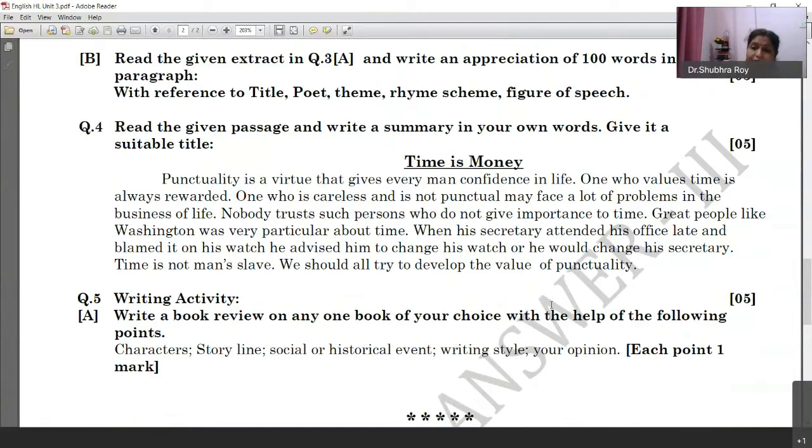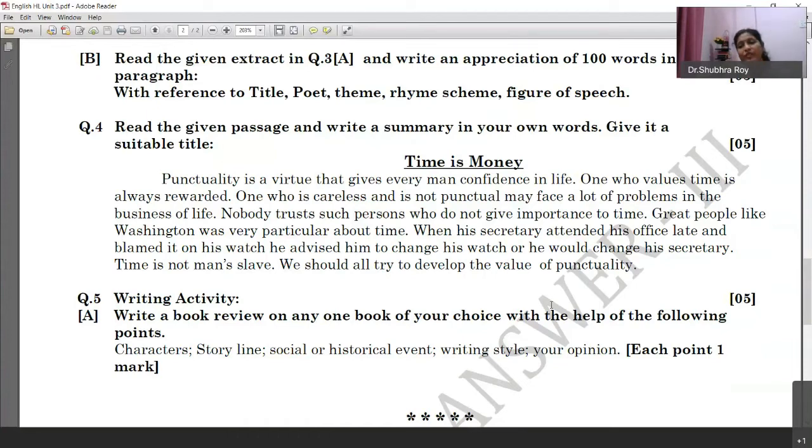For a book review, the best practices, I'll give you two examples here. The Sunday supplement of the newspaper always gives you one book review on the second inner page. So make it a habit to read the book review given in the newspaper. Film reviews also appear in the newspaper, so go for them.